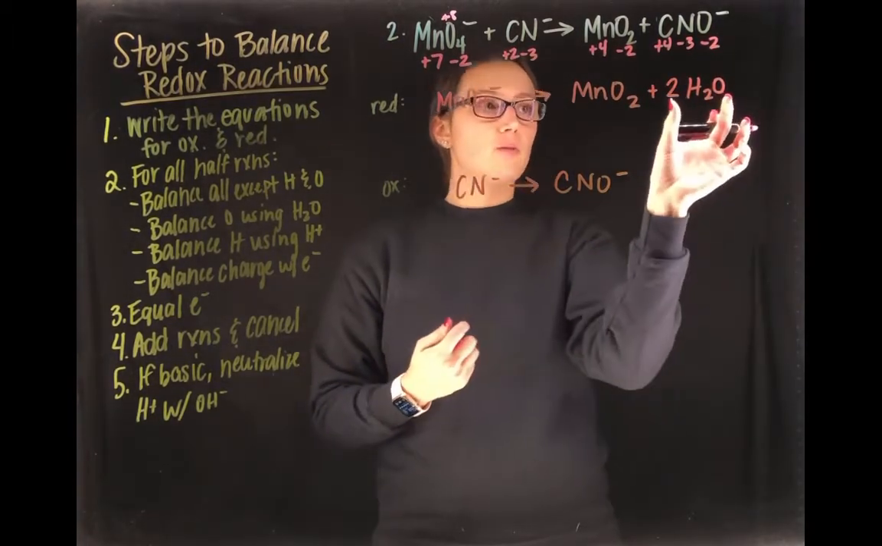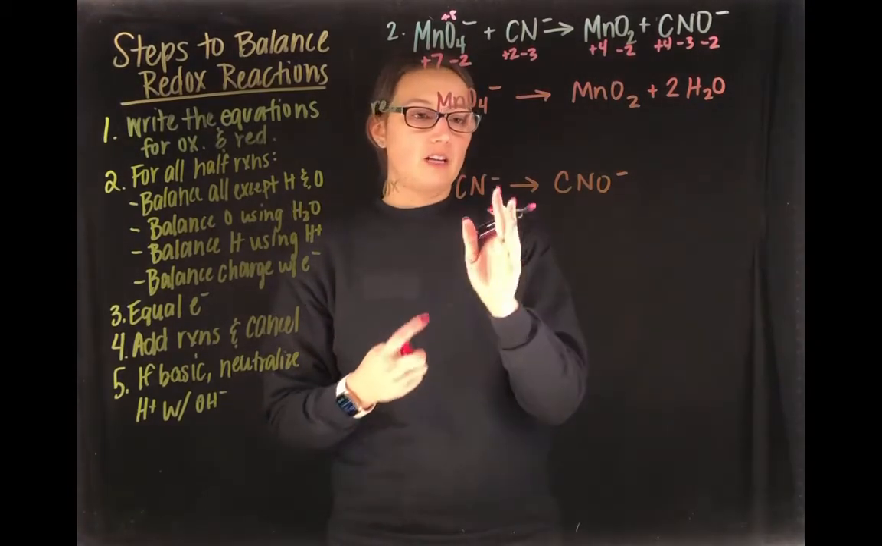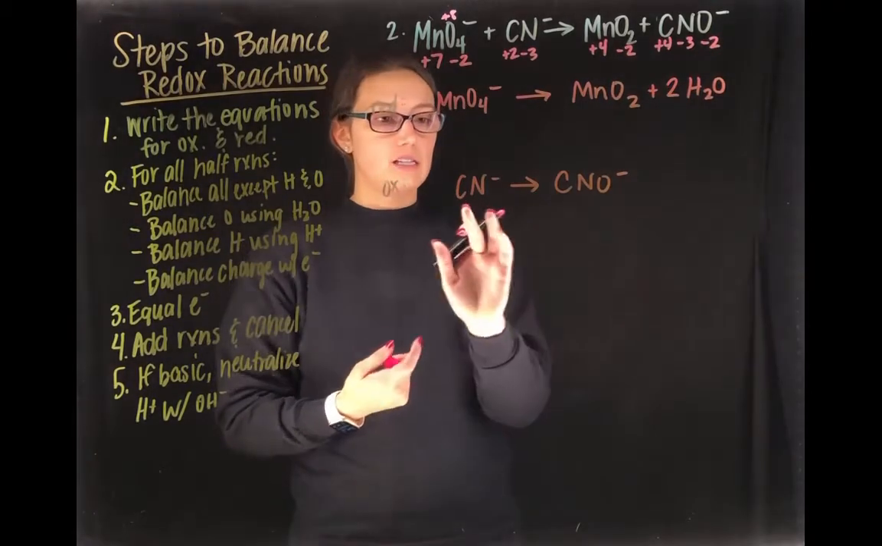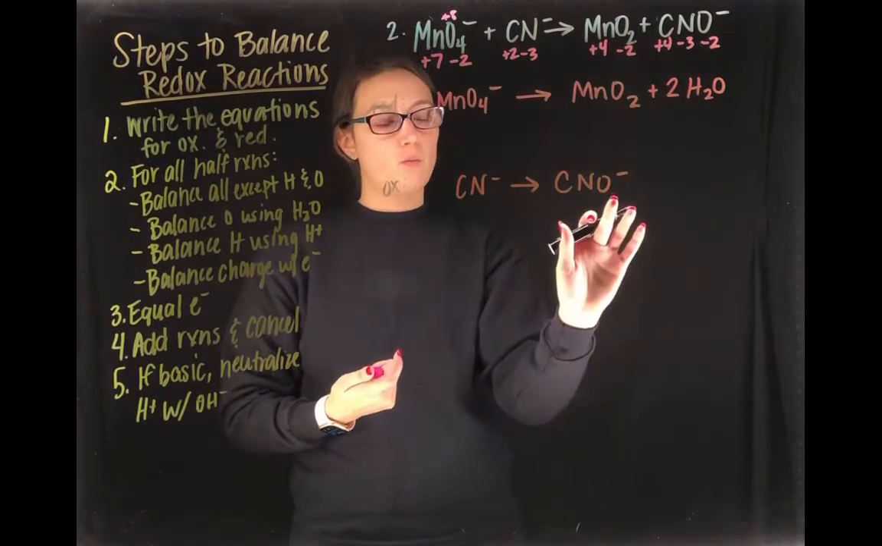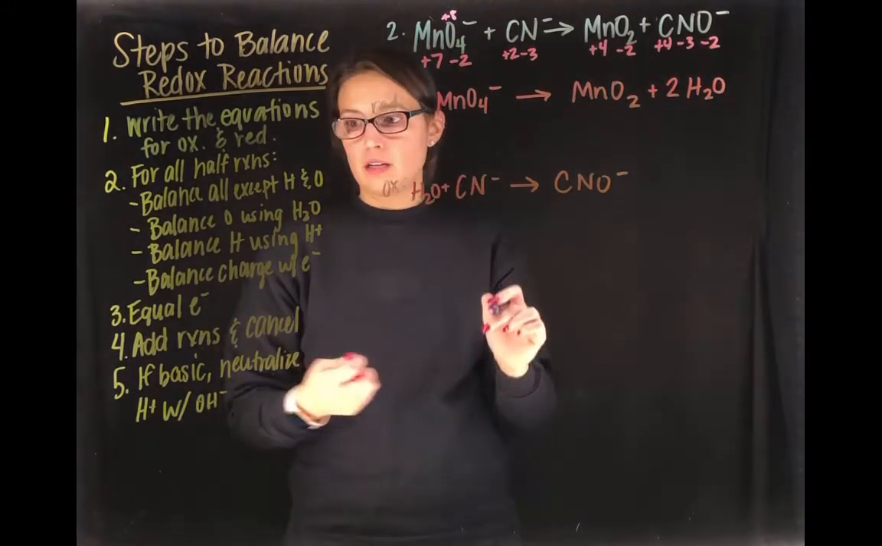So if I needed 2 more oxygens on this side, I'm going to add 2 waters. If I look at the oxidation half reaction, I have CN⁻ going to CNO⁻. I have no oxygens on the left, 1 on the right. So I'm going to add 1 water.